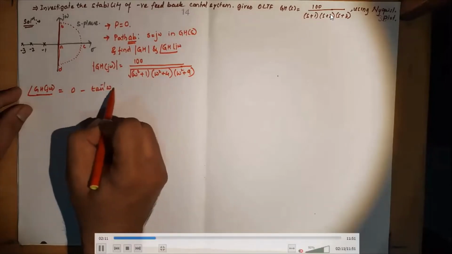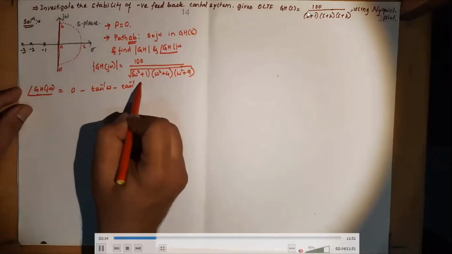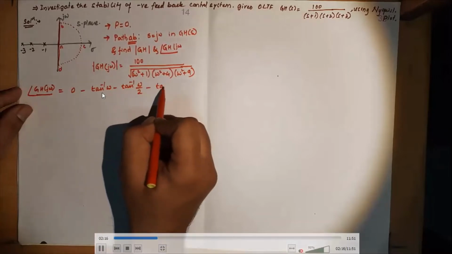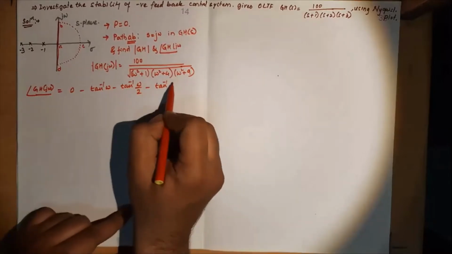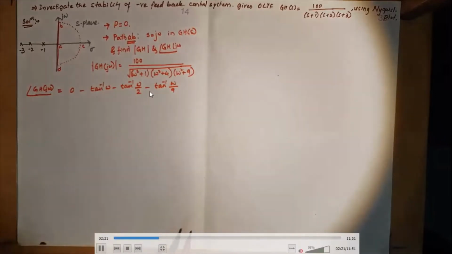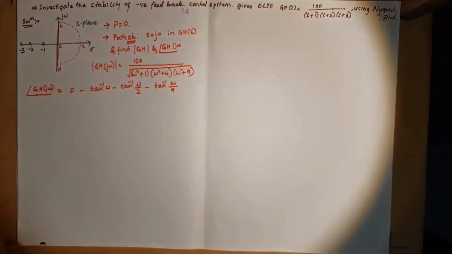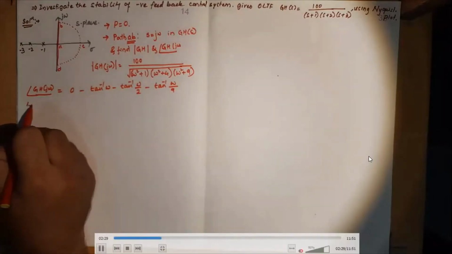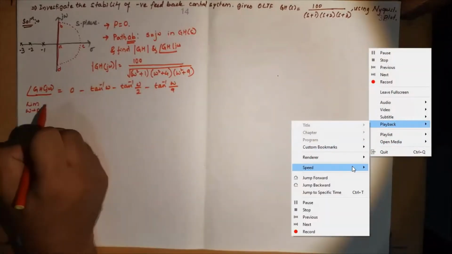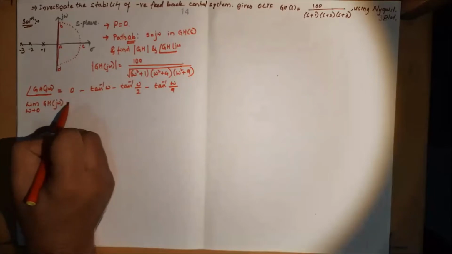Then phase angle: numerator phase angle is 0. Denominator phase angle, when it comes to the numerator, it will become negative sign. So minus tan inverse of omega by 1, minus tan inverse of omega by 2, minus tan inverse of omega by 3. It should be just a typo. Please correct it later.